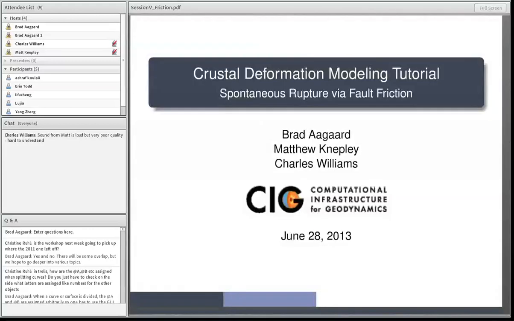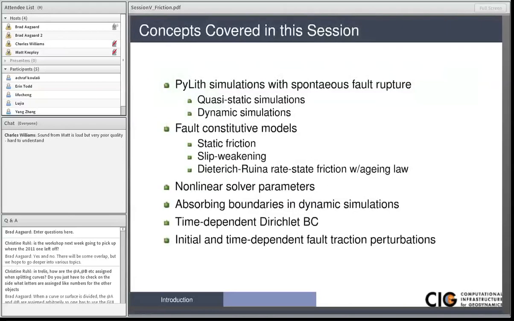Under session 5, we're going to talk about the fault friction implementation and run through some examples. The concepts we'll cover in this session are spontaneous fault rupture. That's what we call it when we have the fault friction. We'll do both quasi-static and dynamic simulation, and we'll look at static friction, linear slip weakening, as well as Dieterich-Ruina rate and state friction with the aging law.